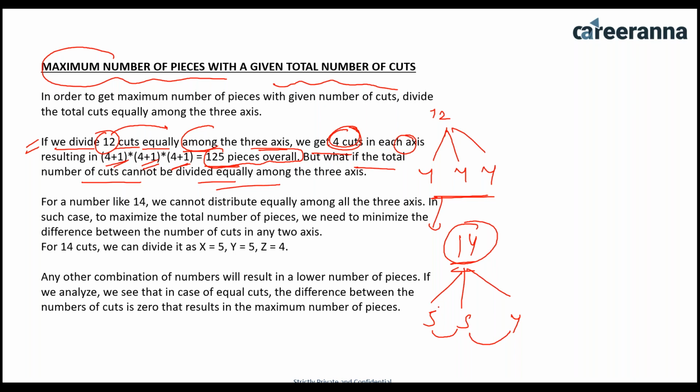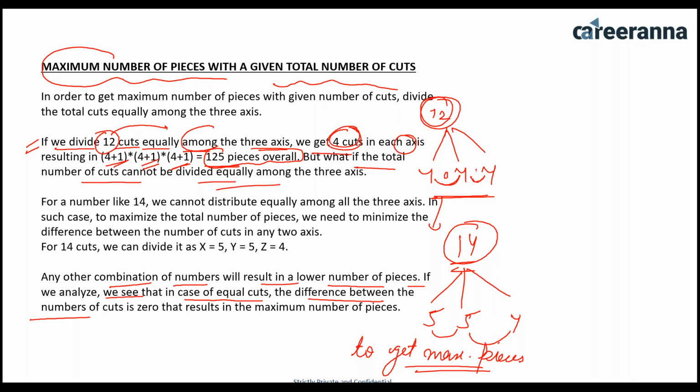Is it clear to everyone? The difference should be minimum to get the maximum number of pieces. Any other combination of numbers will result in a lower number of pieces. If we analyze, we see that in case of equal cuts, the difference between the numbers is 0. Let me tell you how. How do I know that the difference should be minimum to get the maximum pieces? Let's consider 12. So what is the difference here? It is 0. So this is the minimum difference that gives us the maximum number of pieces, which is 125.